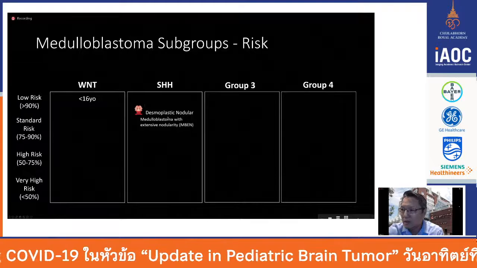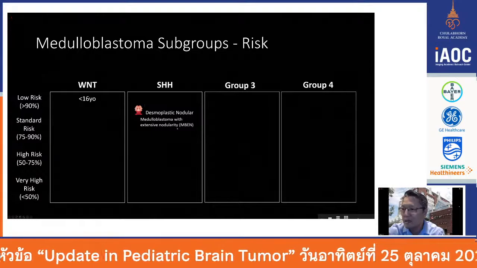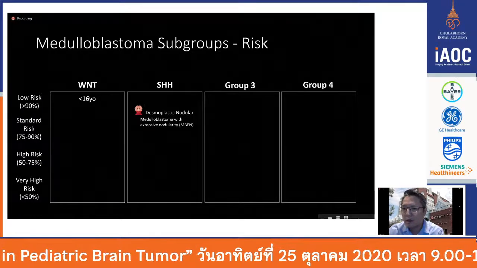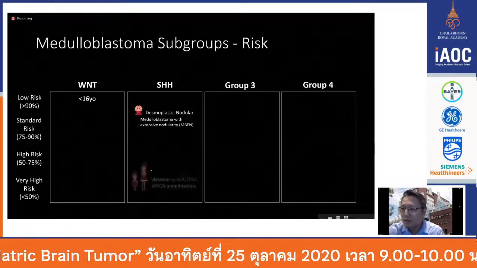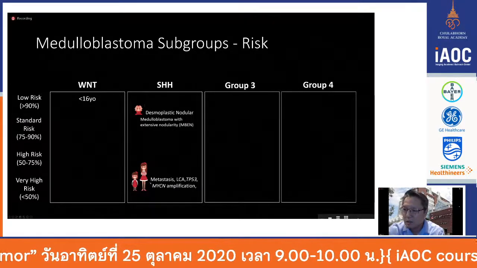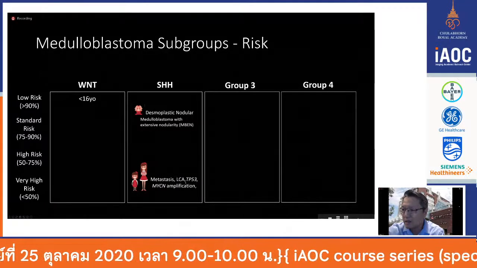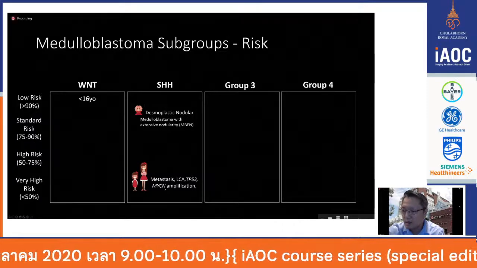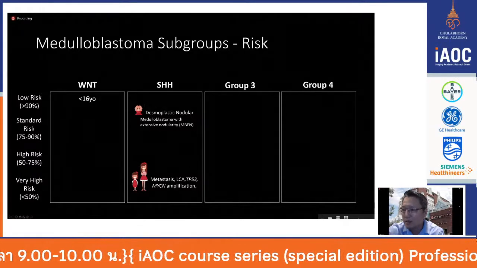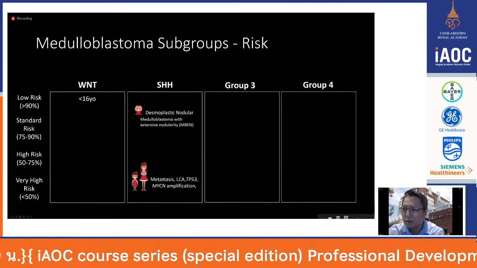We'll talk about this, but this is specifically categorized as medulloblastoma with extensive nodularity, so MBEN. This has been recognized as a type of medulloblastoma that has pretty good outcome. But when you start seeing older children and even adolescents with SHH, or when they have metastasis, large cell anaplastic histology, TP53 mutation, and MYCN amplification, these are all findings within SHH that make it very high risk. So within SHH, there are actually 2 different groupings.